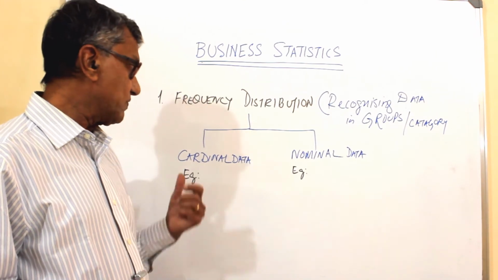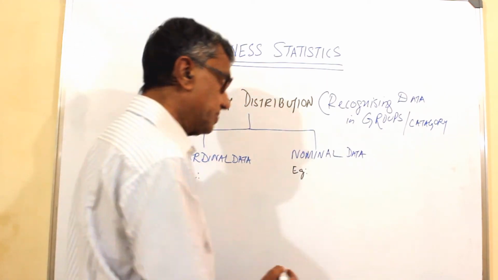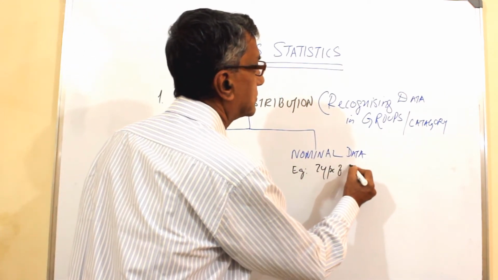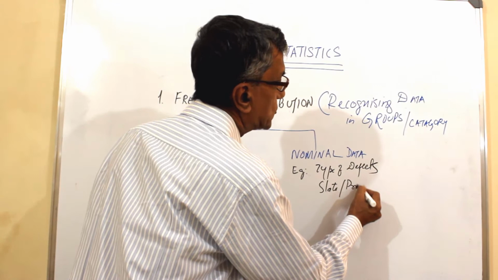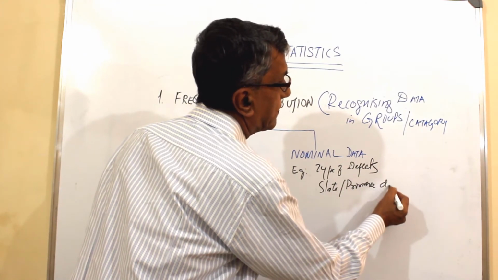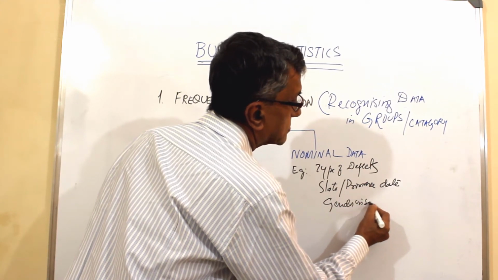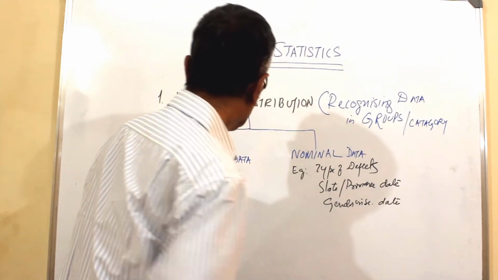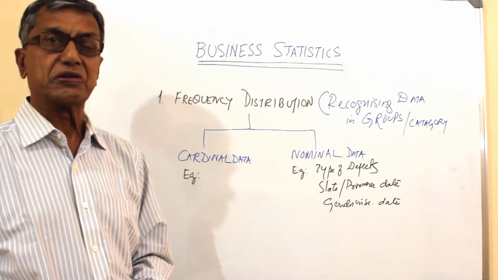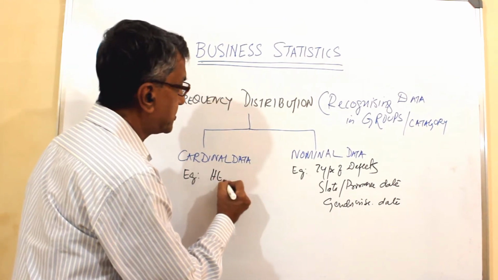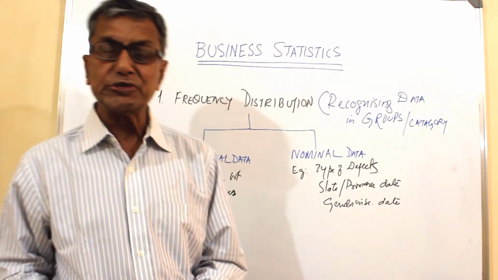So under frequency distribution, we can have nominal data and cardinal data. Examples of nominal data can be type of defects, or state, province-wise data, or gender-wise data, like that. Under cardinal data, you have cardinal measures or numeric. You can consider height, weight, age, like that, where the data is homogeneous.